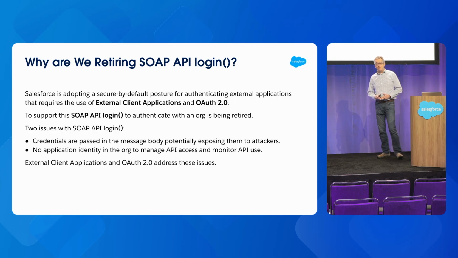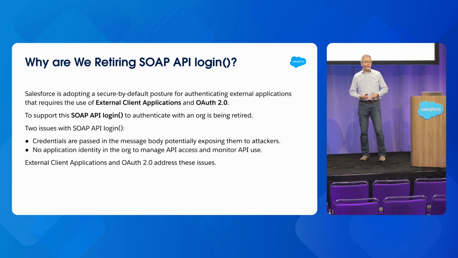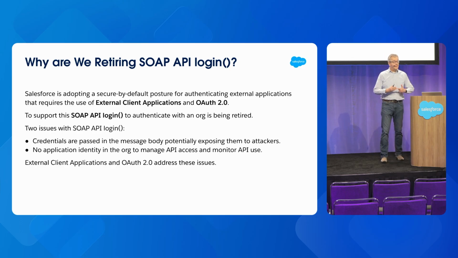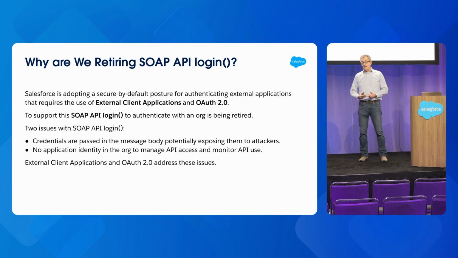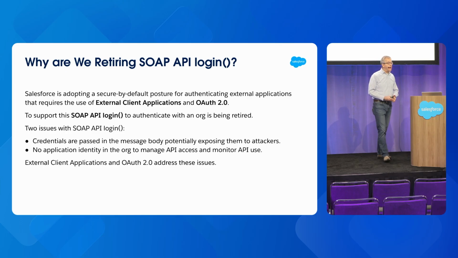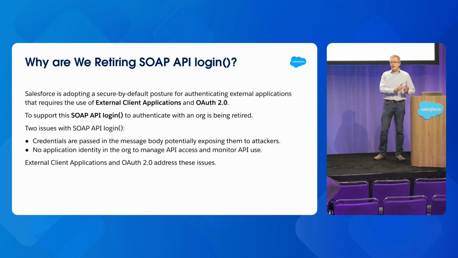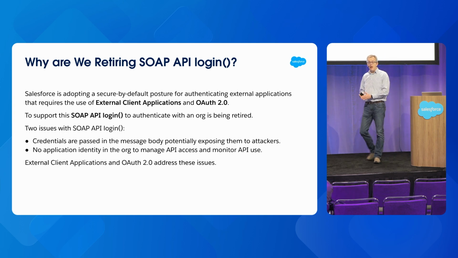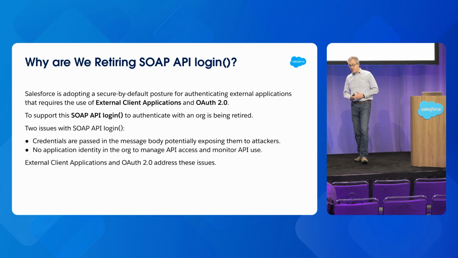There are really two primary issues with SOAP API login. Firstly, the credentials are actually passed in the message body. Username and password for the authentication are passed in that message body, potentially exposing them to attackers. And secondly, there is no explicit identity within your org, so you can't track API use from this specific application or that specific application, understand their API use, and maybe secure and monitor that API use, and even block that API use.